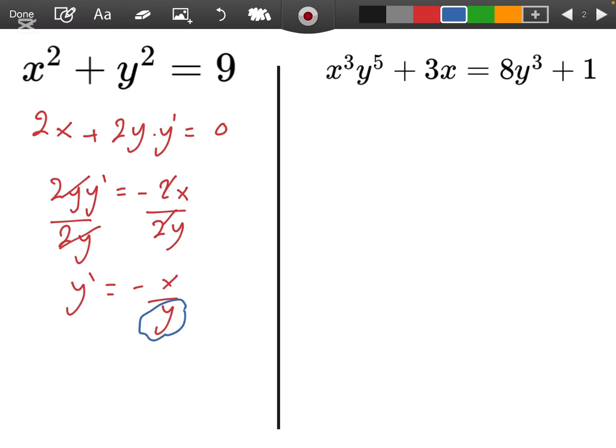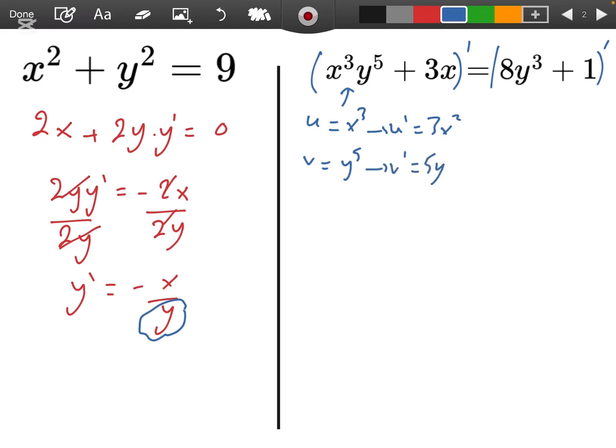For the second question, I'm going to derive both sides. So let's say the derivative of the left side and the derivative of the right side. In the left side, I have x^3 times y^5, and this is the product rule. So I'm going to assume u is x^3 and the derivative is 3x squared. v is y^5 and the derivative is 5y^4 times y prime.